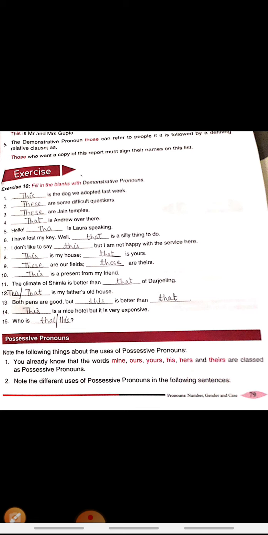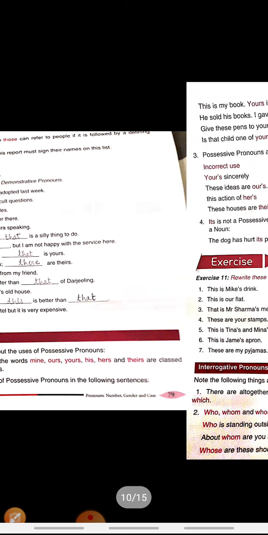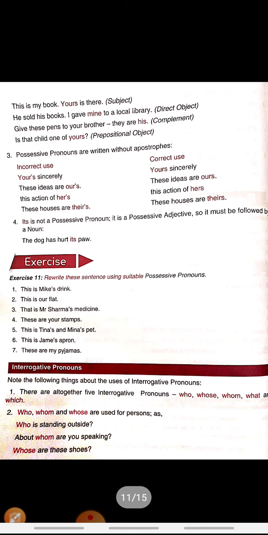Now we have to discuss the use of possessive pronouns in the following sentences. This is my book, yours is there. Now here yours is the subject. He sold his books, I gave mine to a local library. Now mine is the direct object. Give these pens to your brother, they are his. Here it is the complement. Is that child one of yours? Here it is a prepositional object.